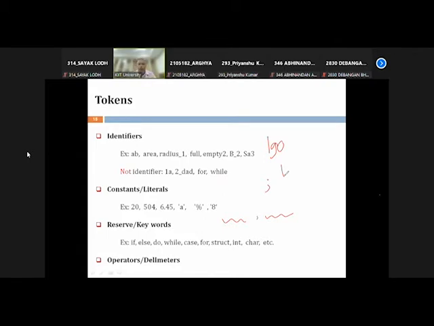Sometimes between two tokens, we may not provide a space. Suppose I write down A assigns to B plus C with spaces.